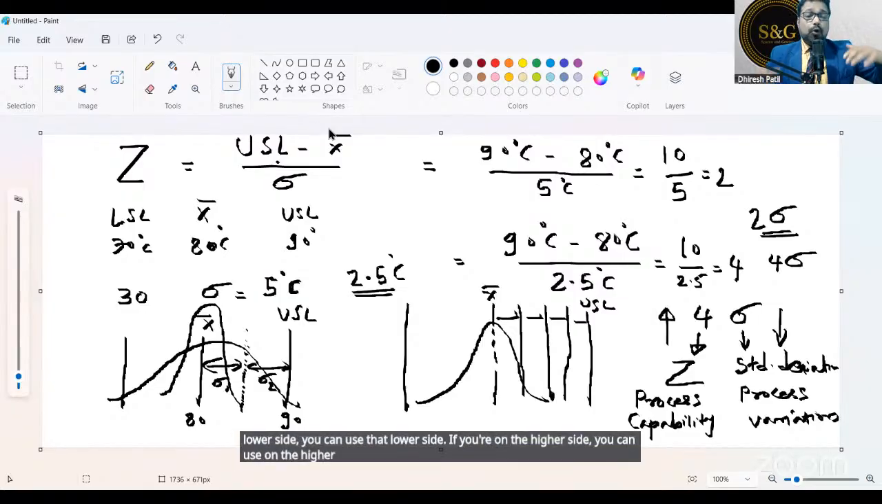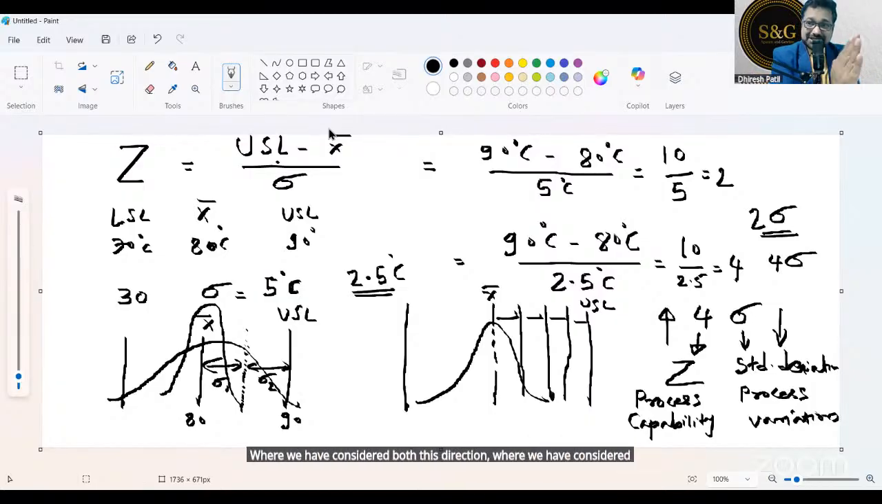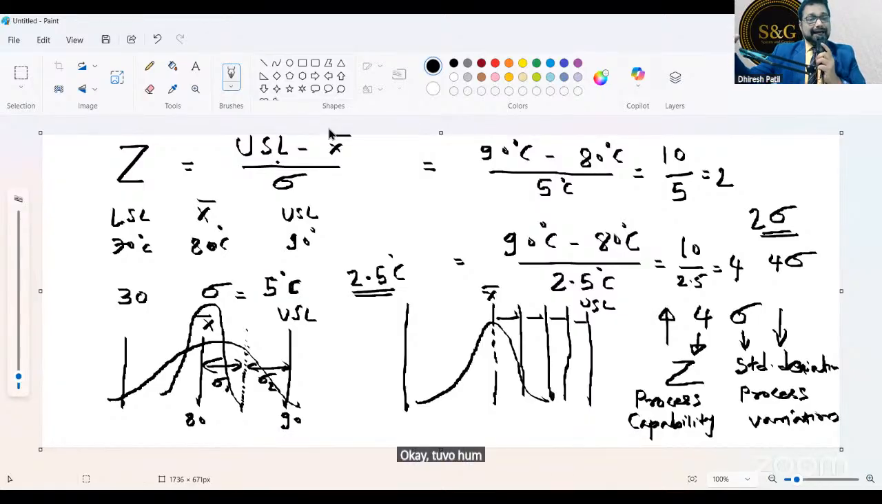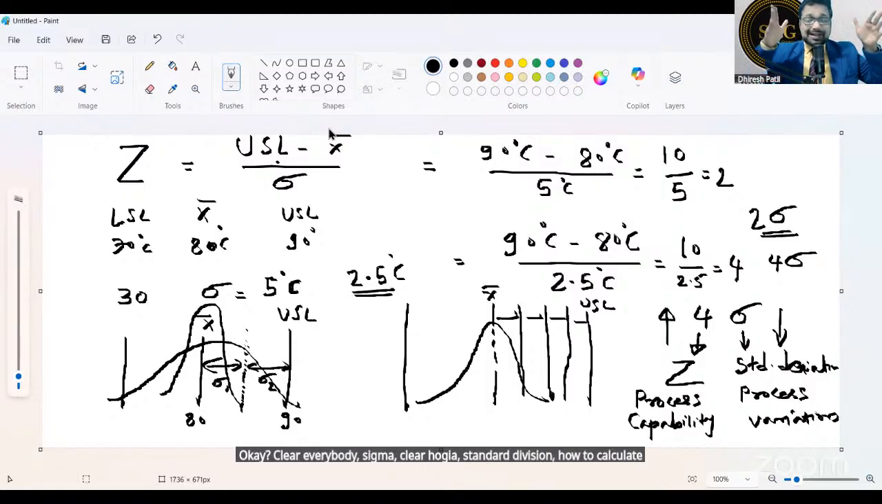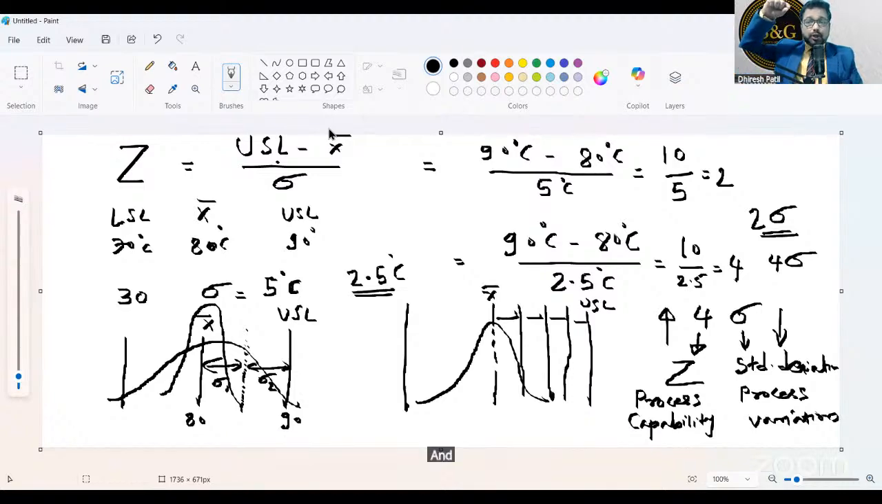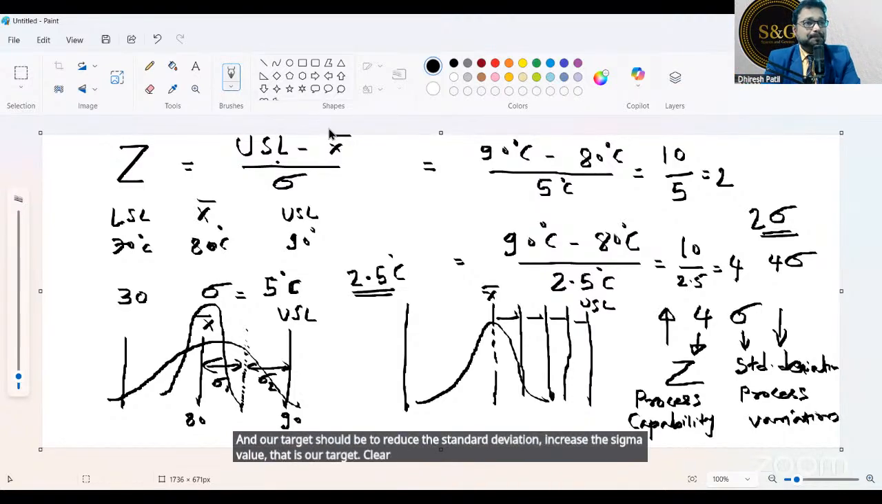Okay. Now in another session, I will explain the Cp and Cpk formula, where we consider both directions, and where we consider the mean, which is shifting as well. ओके, तो वो हम लोग एक बार सीखेंगे. क्लियर है एवरीबॉडी? सिग्मा क्लियर हो गया, स्टैंडर्ड डिविएशन, हाउ टू कैलकुलेट द जी स्कोर, द जी वैल्यू विच इज सिग्मा वैल्यू, and our target should be to reduce the standard deviation and increase the sigma value. That is our target. Clear?